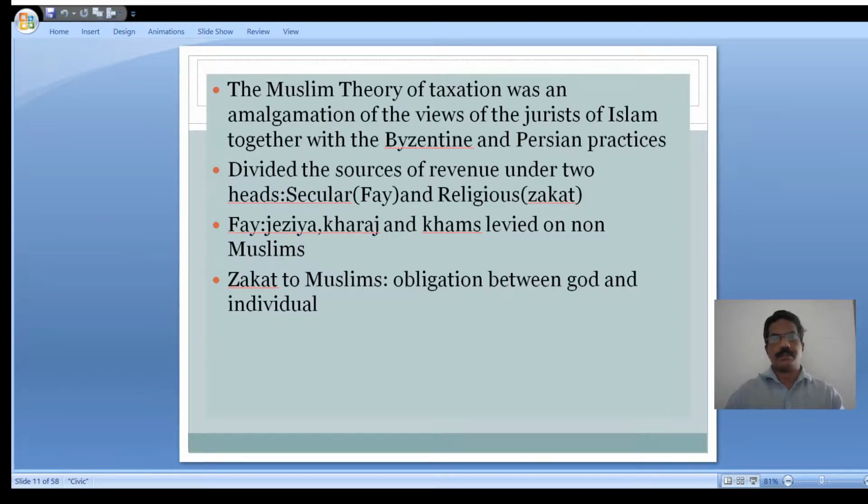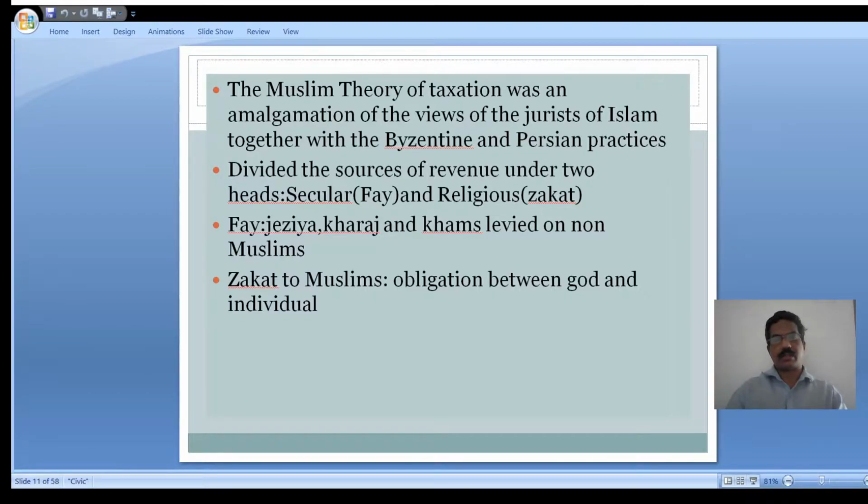So students, we already studied the administrative apparatus, or the administrative system, of the Delhi Sultanate, and we have a familiarization with the important wings and different branches of administration. And today we have a study on the Muslim theory of taxation, or the revenue policies followed by the Delhi Sultanate.